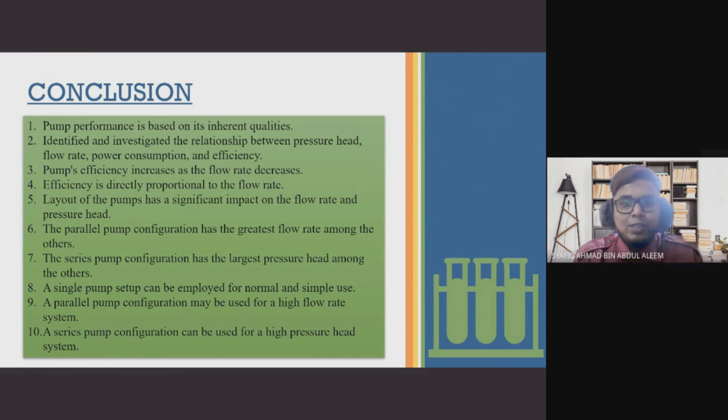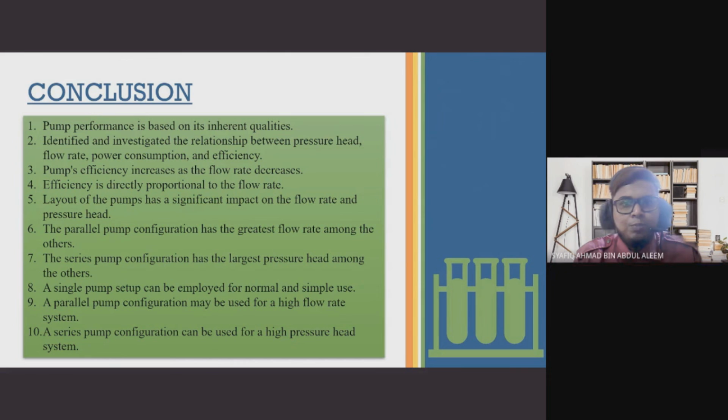The practical and theoretical results show that when the flow rate lowers, the pump efficiency improves, which proves the efficiency is directly related to the flow rate. The flow rate and pressure head are heavily influenced by the arrangement of the pumps. According to the data, the parallel pump arrangement has the greatest flow rate, while the series pump configuration has the largest pressure head.